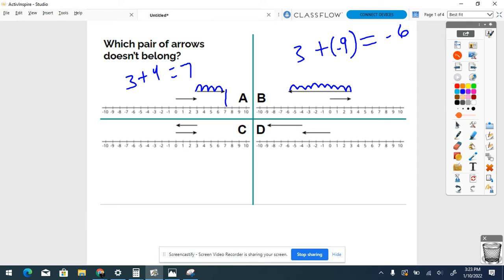All right, let's look at C. My arrow points to my starting spot, the bottom arrow. So I start with 3.